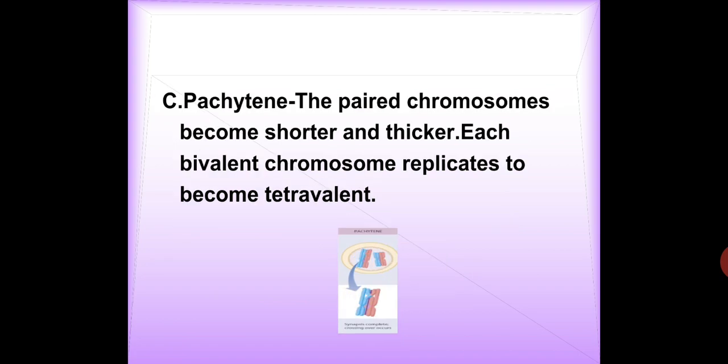Pachytene: the paired chromosomes become shorter and thicker. Each bivalent replicates to become tetravalent. Point to remember, bivalent becomes tetravalent.